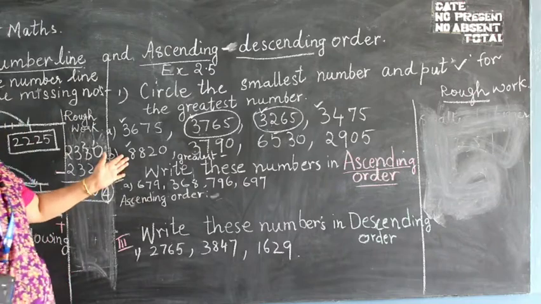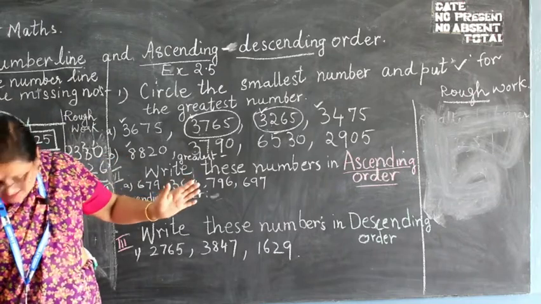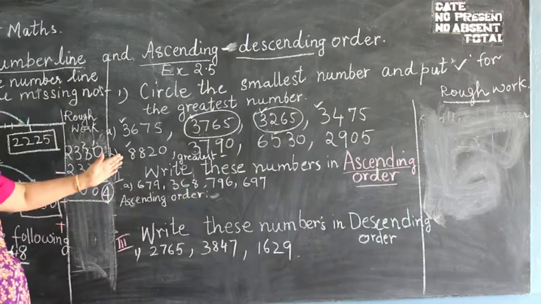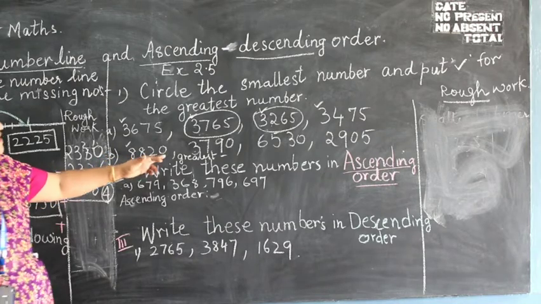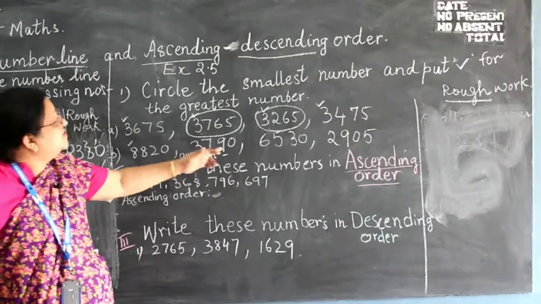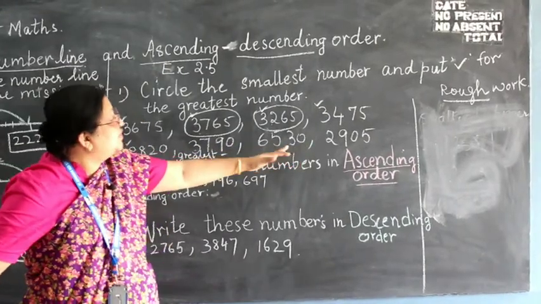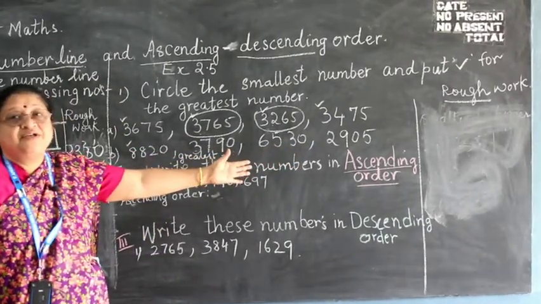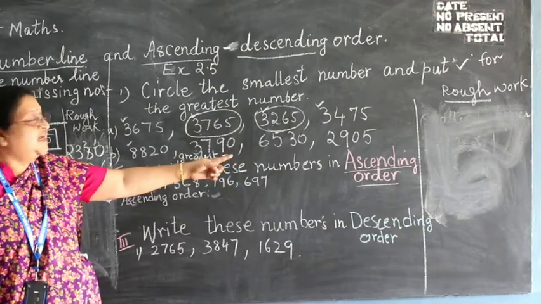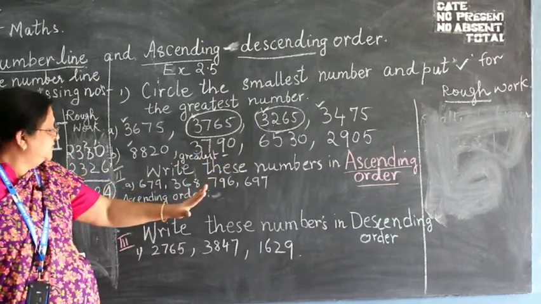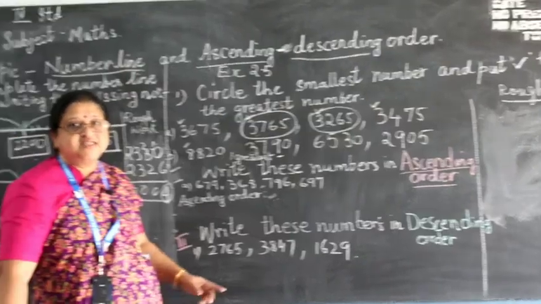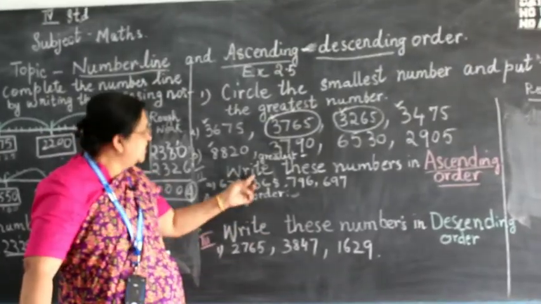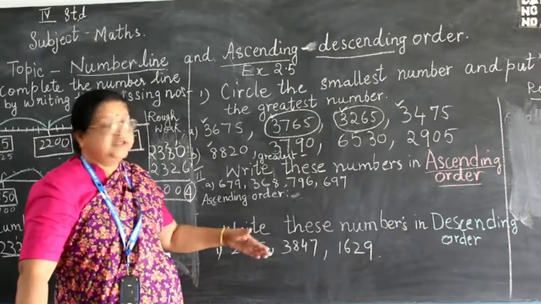Now in the next question also, see it is 8000, whereas there is no 8000 in the second question. So the number itself becomes the greatest number. So the greatest number is 8820. Now in thousands place this is 3, this is 6, this is 2. So the smallest number will be 2905.